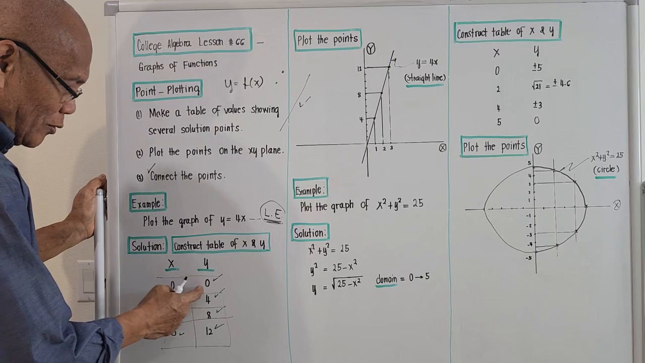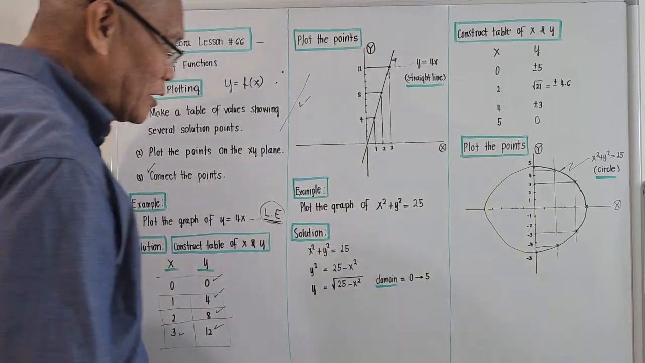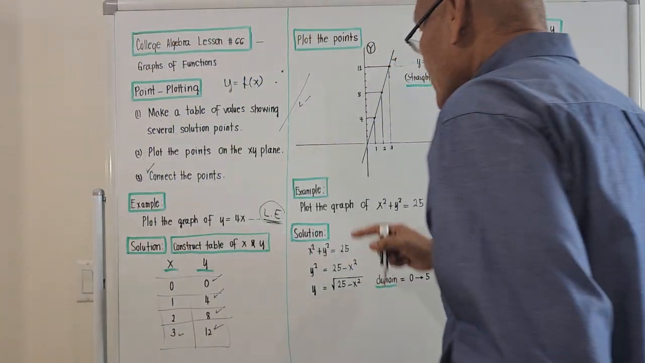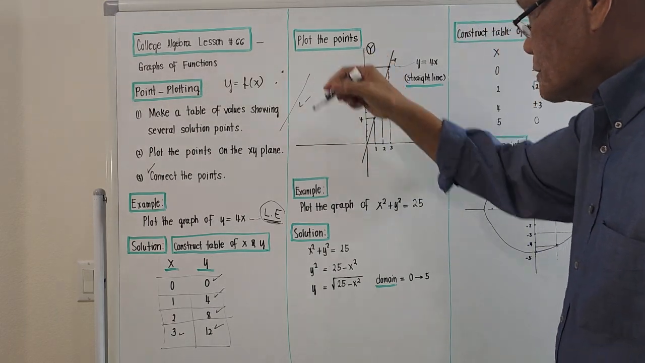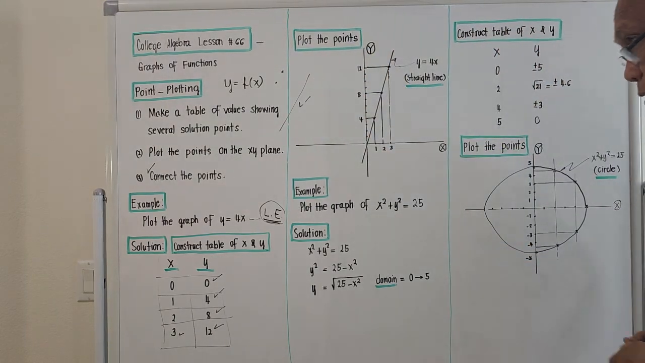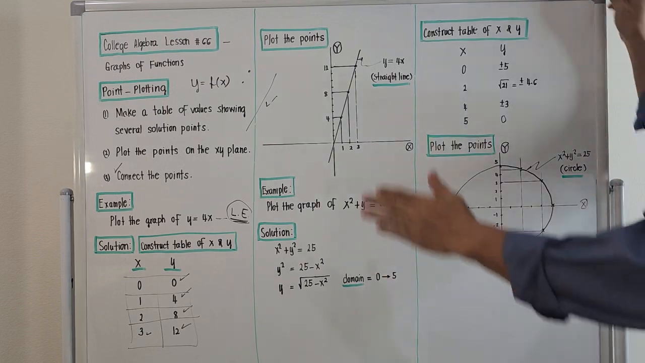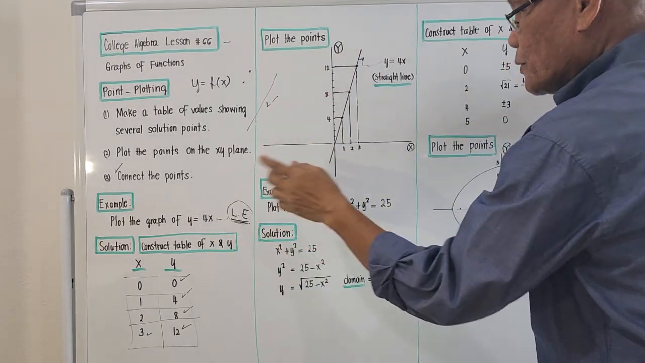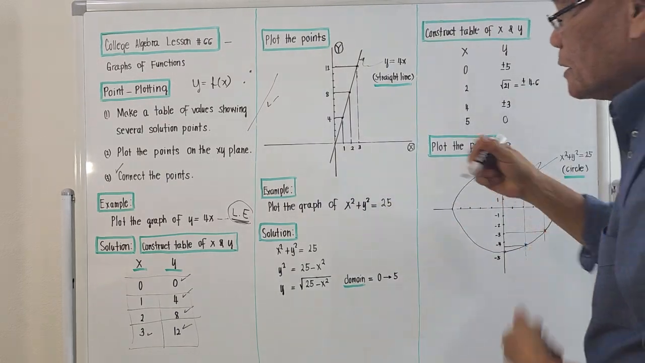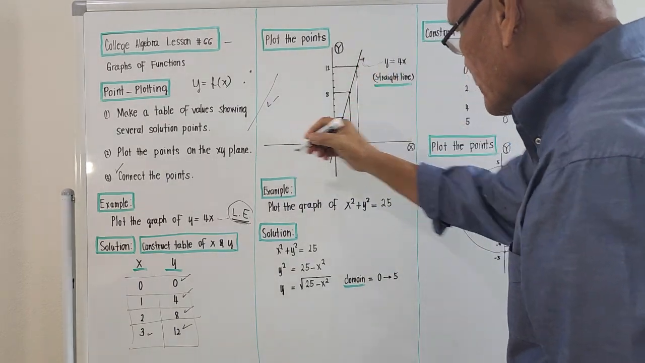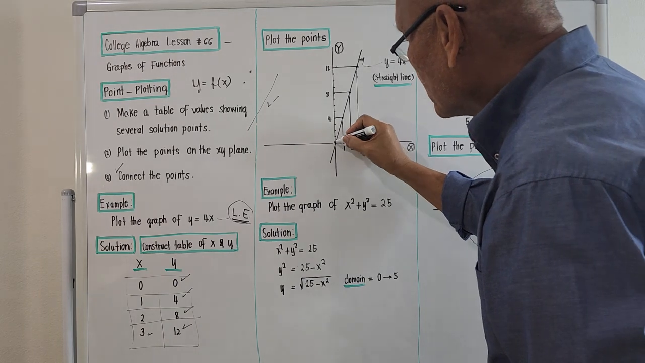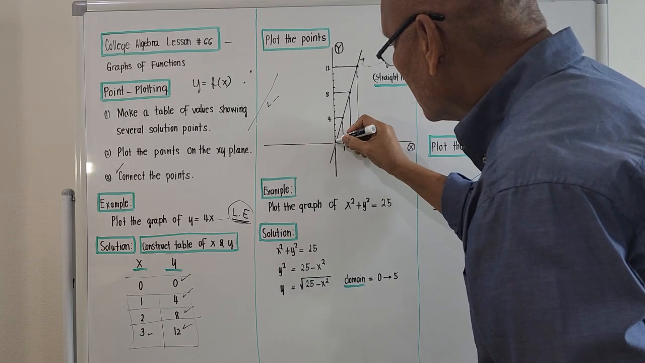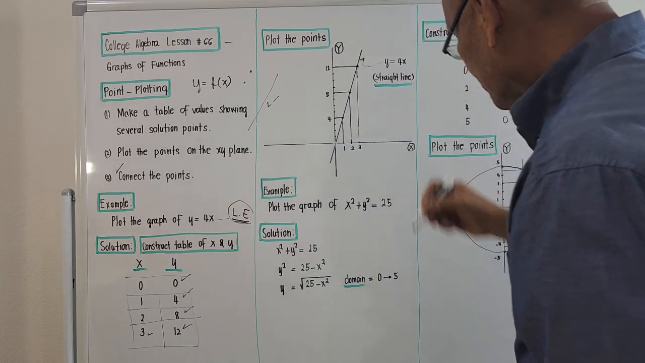When x is 0, y will be 0, so our first point is actually this one. If we now try to plot the points, we'll go with the first point. The first point is actually 0, 0. When x is 0, y is 0. The first point is actually at the origin.